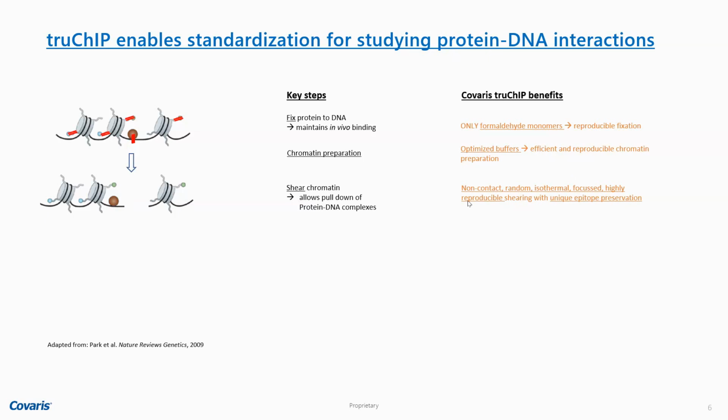You have a highly reproducible shearing pattern, which is important if you want to compare sample to sample, lab to lab, and experiment to experiment. And again, you have the unique epitope preservation, which mainly results from the isothermal processing.